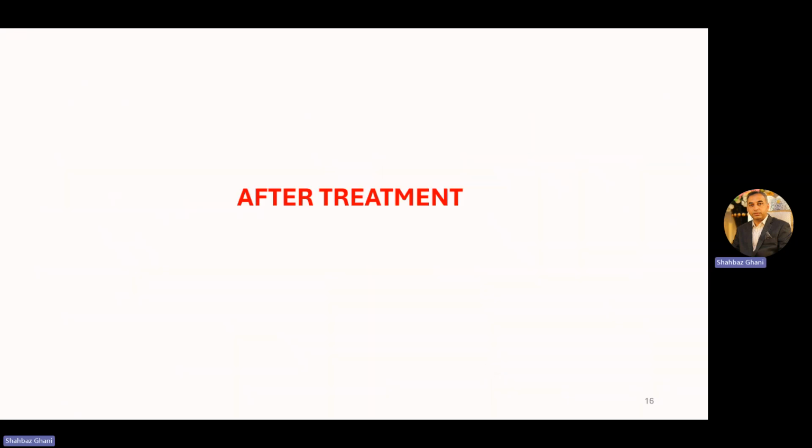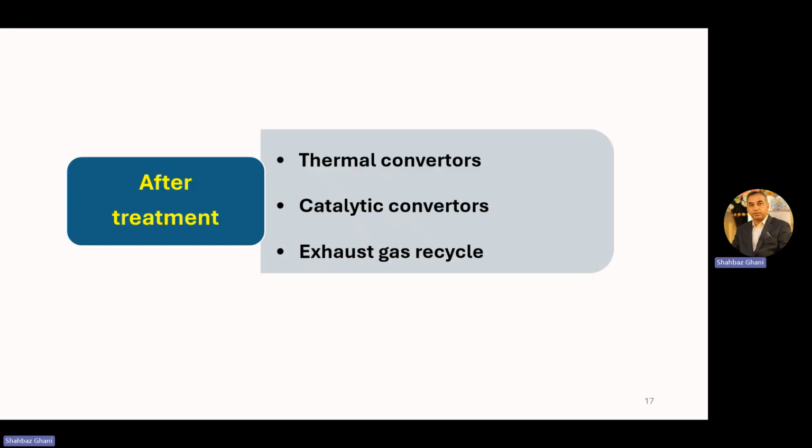Now, the after treatments. Now we are getting these exhaust emissions in which we have hydrocarbons, carbon monoxide, NOx, other emissions, particulates, and all these. Now, how to treat them? There are three different methods to treat them. One is the thermal converter, one is the catalytic converter, and one is the exhaust gas recycle. So these are the three ways to do the after treatment of the exhaust emissions.